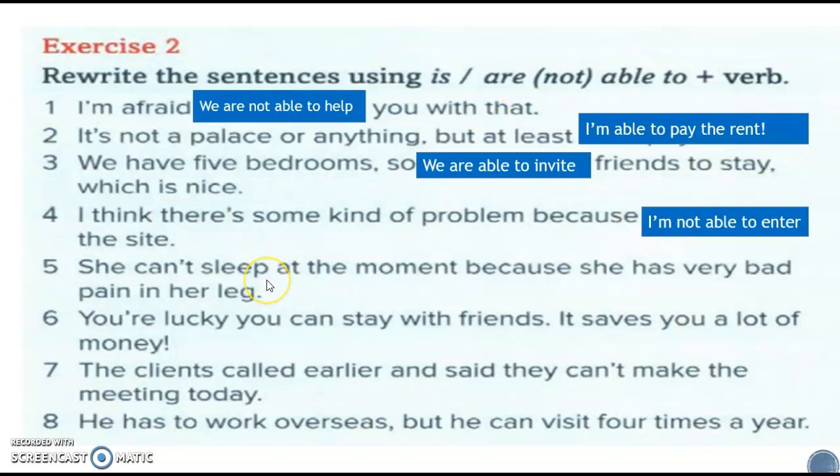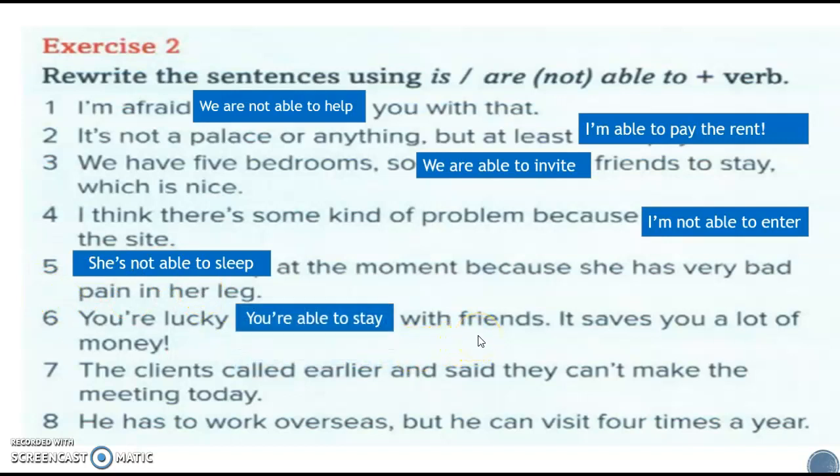She can't sleep, so she's not able to sleep. That's the idea. You are lucky. You can stay with friends. It means that you are lucky because you are able to stay with them. 7, my clients called earlier and say they can't make the meeting today. It means that they are not able to make the meeting today. He has to work overseas, but he can visit 4 times a year.